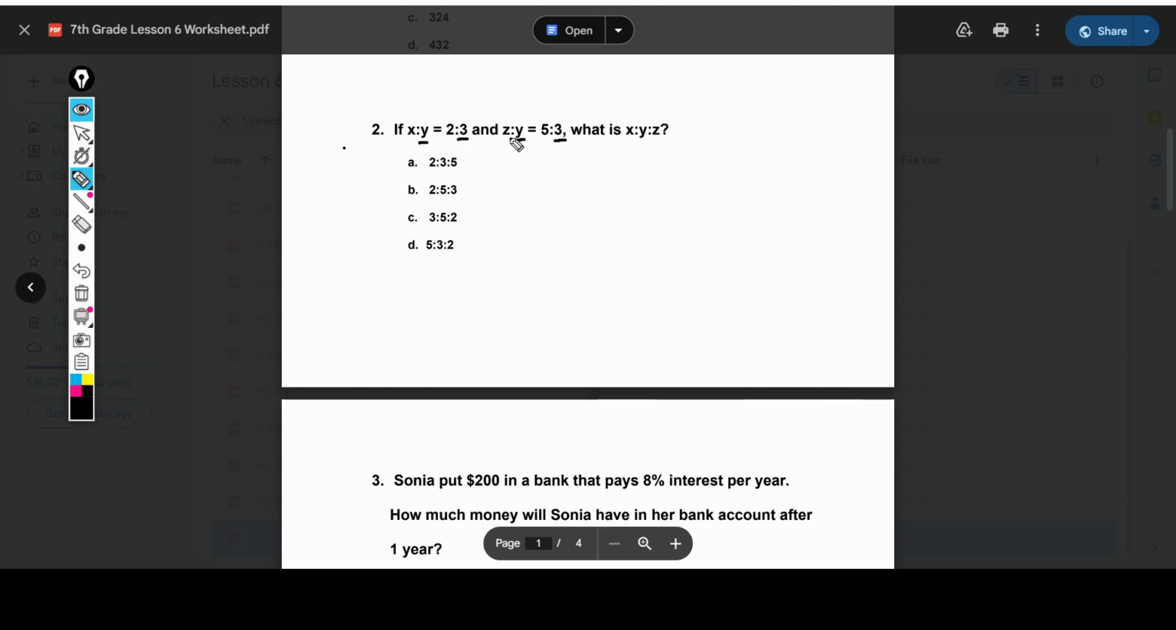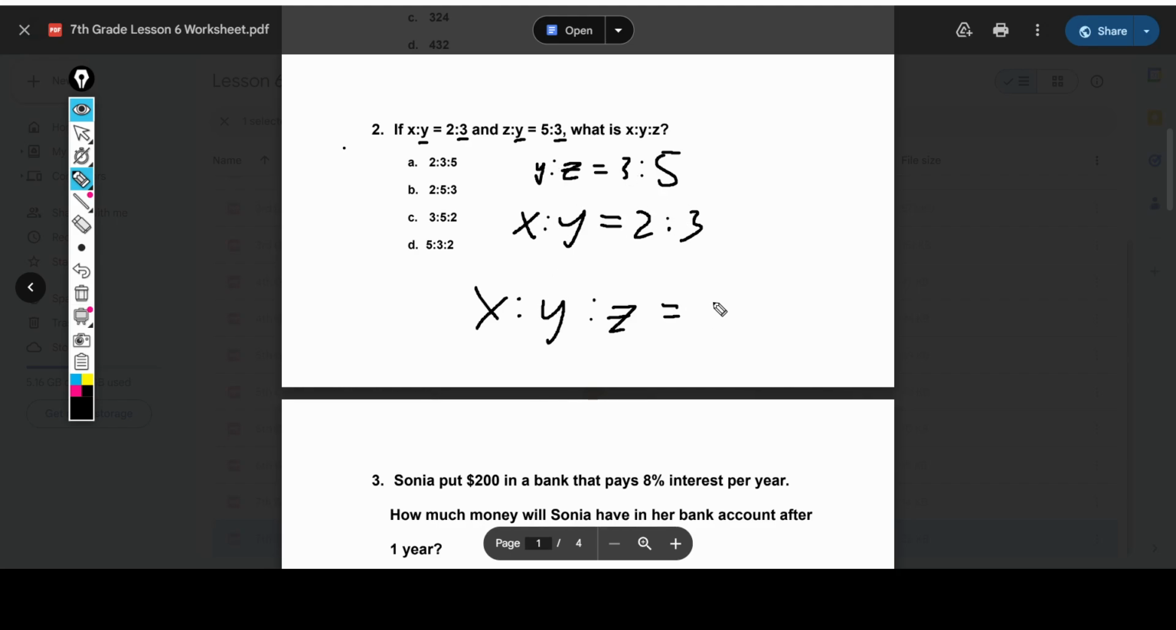So the ratio of z to y being equal to 5 to 3 is the same as the ratio from y to z being equal to 3 to 5. And then we already have the same one. I'm just going to write it again. And to get x to y to z, we just have to put x to y and y to z. And as long as the y is the same on both of them, they're both 3, then we can write it as one big thing, 2 to 3 to 5. So that gives you A.